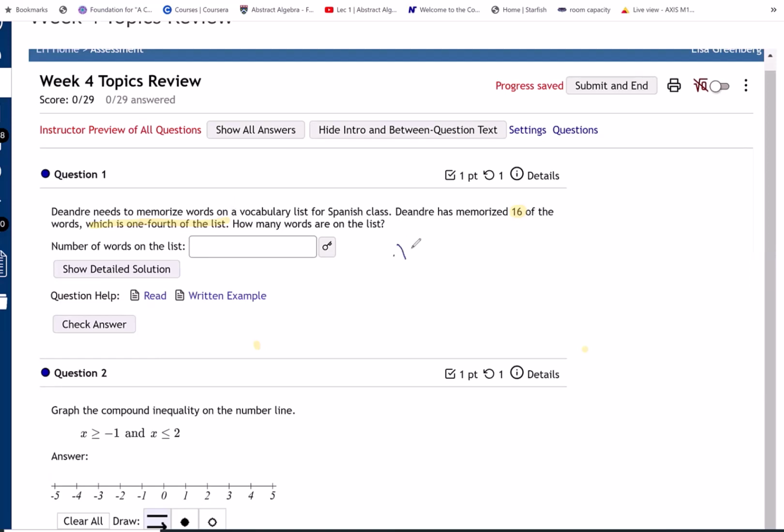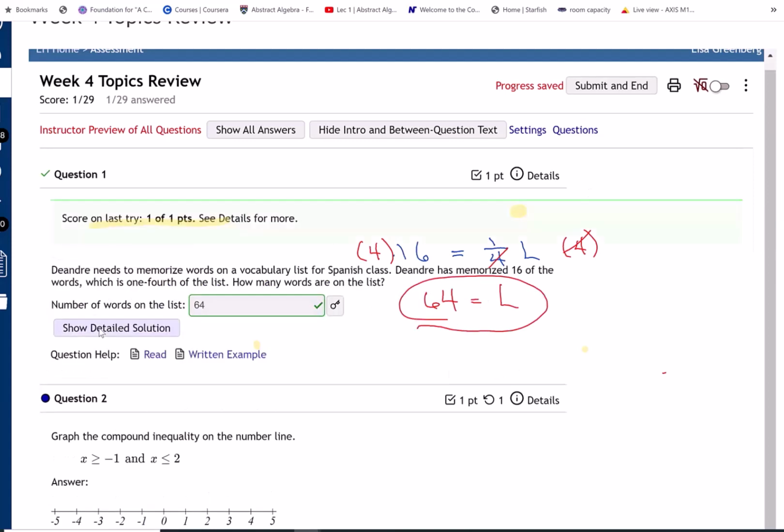If 16 is equal to 1/4 of the whole list, I could write it like that. Now I just need to solve this. I could multiply both sides by 4, which cancels with my 1/4, and I get L equals 64. There are 64 items on the list.